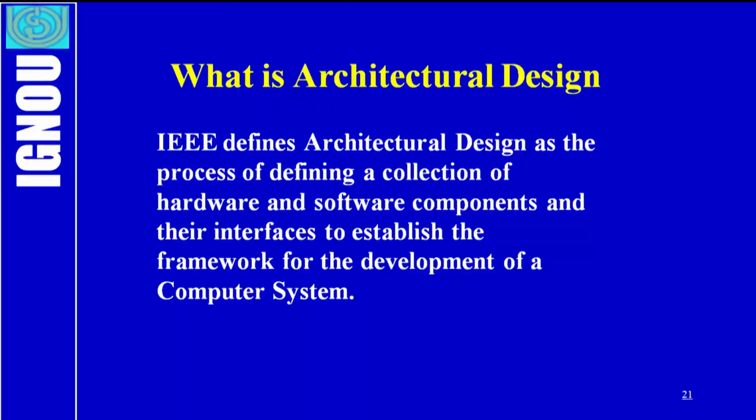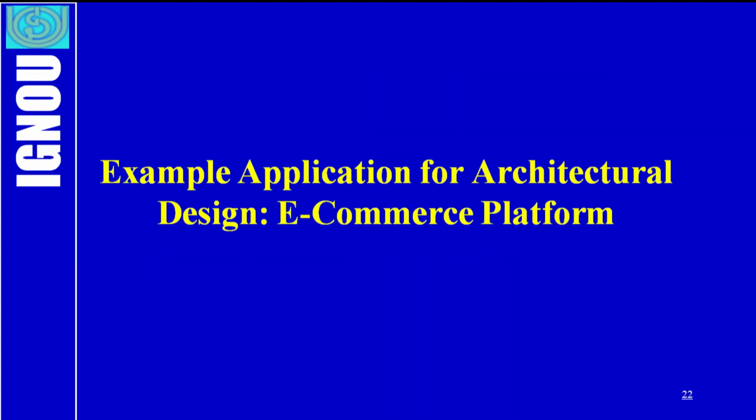So let me just read out once again. IEEE defines architectural design as the process of defining a collection of hardware and software components and their interfaces to establish the framework for the development of a computer system. So again, if we have to understand exactly what is architectural design, the best thing is that what are the inputs to architectural design and what are the outputs of the architectural design. Once we understand these two things, then we will be better off understanding what is meant by architectural design.